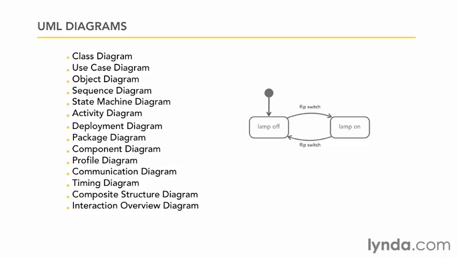These are useful when you have objects that exist in very different states, very different configurations during the lifetime of the application, and want to show exactly how they get from one state to another.